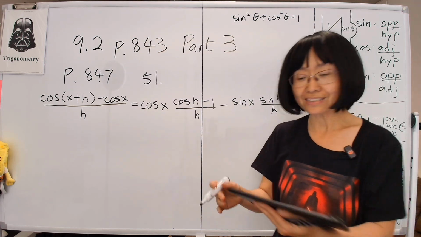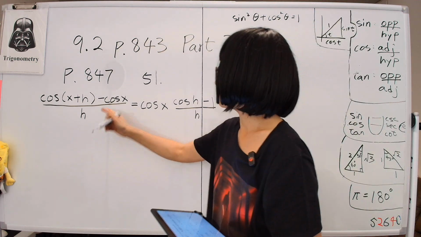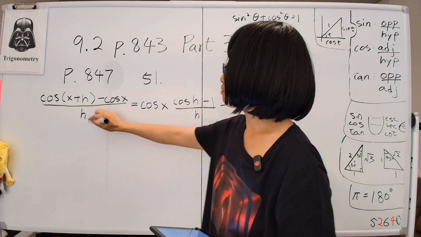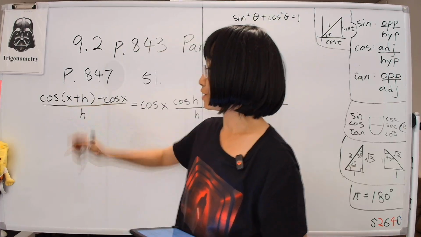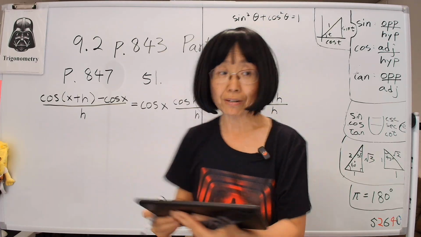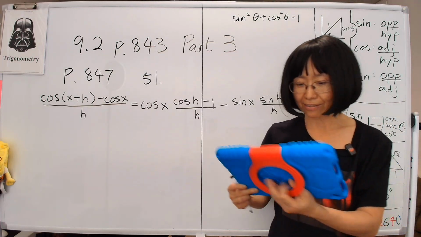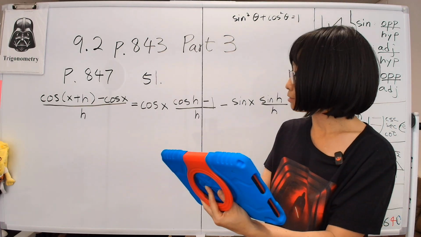As Shakespeare says, a rose by any other name is just as sweet. So call it anything you want. But just remember, these are two different variables, okay? This is x, and the other one is h.